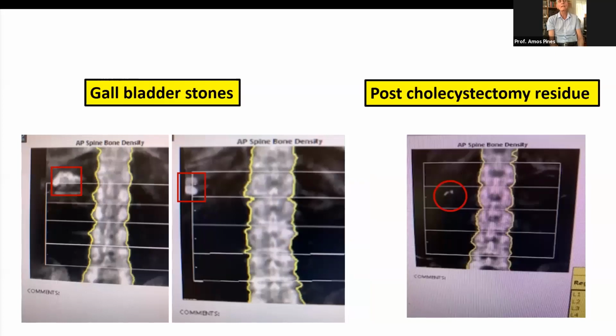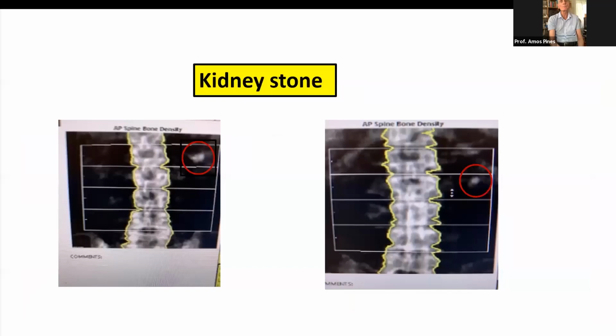Again and again, you can see the same type of images, gallbladder stones. Sometimes it's a relatively large finding. Sometimes it's a small finding. And on the right side, even if you have a cholecystectomy, usually there are signs like very small dots that represent the residue of the cholecystectomy. But there are other stones in the abdomen, and these are kidney stones, renal stones.